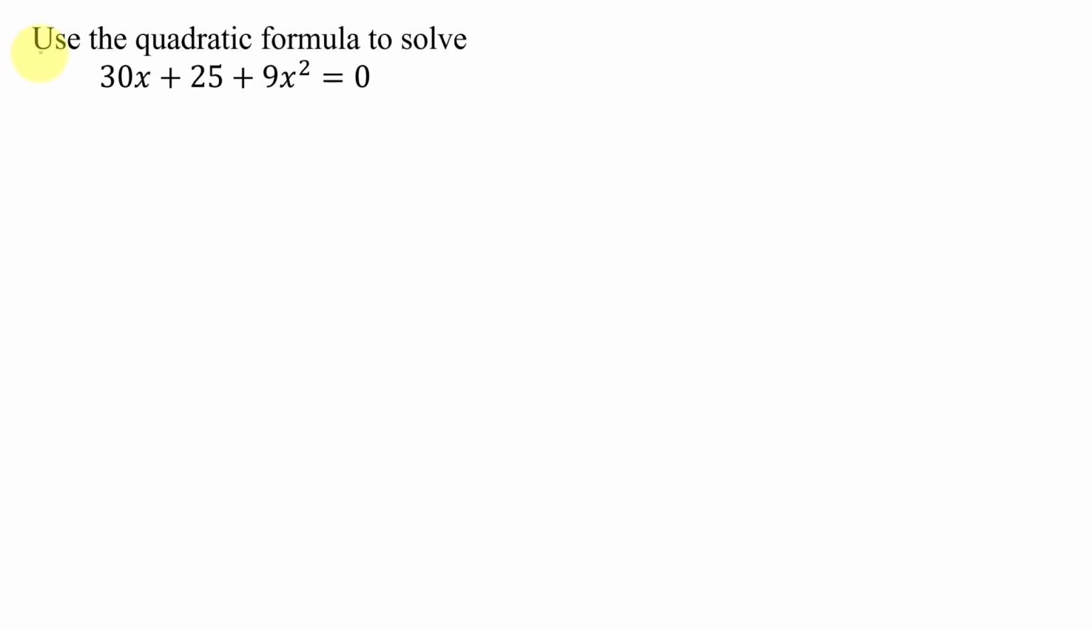This problem states to use the quadratic formula to solve the equation 30x + 25 + 9x² = 0. Often when solving quadratic equations, it's up to us to decide how to solve them. But in this case, we're told we must use the quadratic formula. Now remember, when using the quadratic formula, it has to be written in standard form.